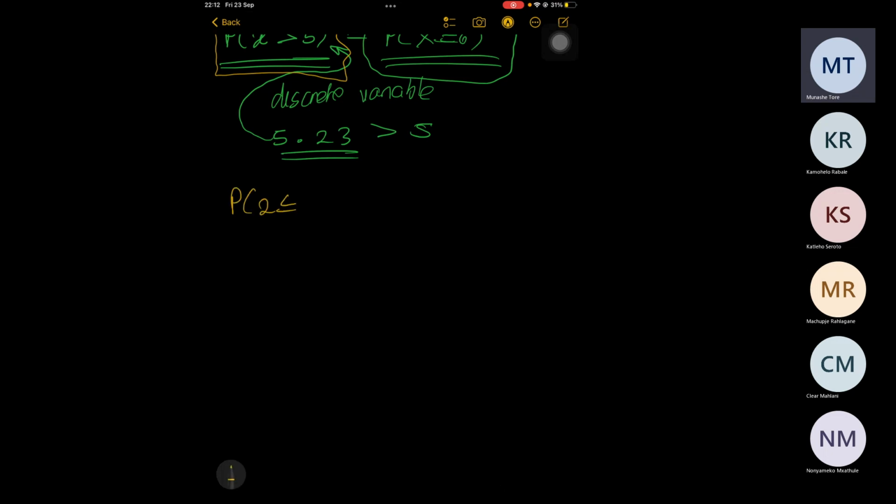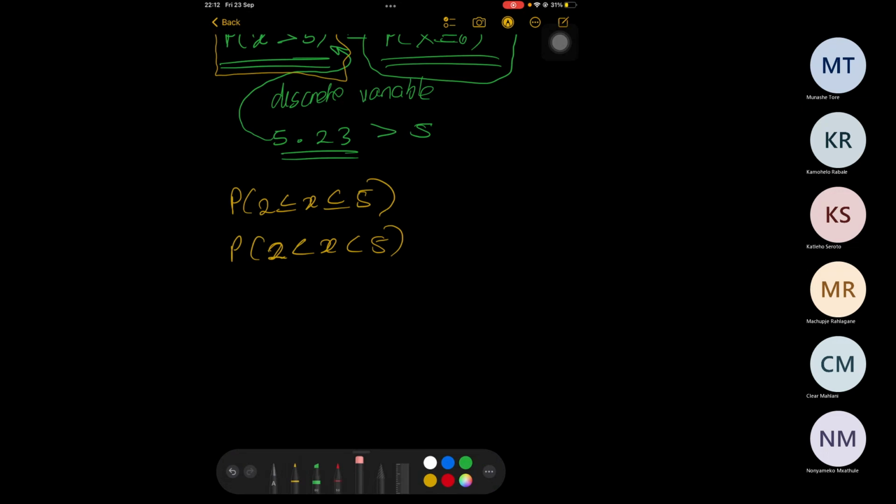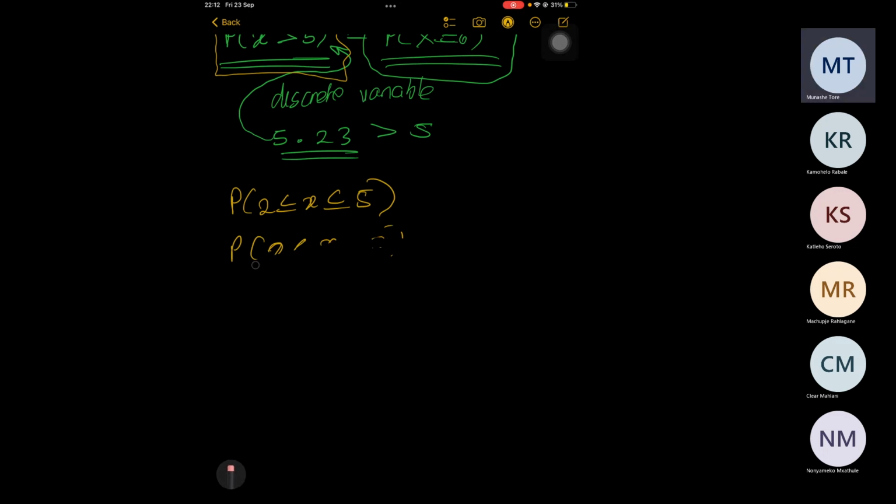Probability of 2 is less than or equal to x is less than or equal to 5 is the same as probability of x, or whatsoever. Whether or not it's inclusive, when you're dealing with continuous variables, it's the same. When you're integrating, you start from the lower bound, whether or not it's inclusive in the inequality. So when you're dealing with integration, please don't worry about that. You can just integrate normally, because you don't care about whether or not it's inclusive.